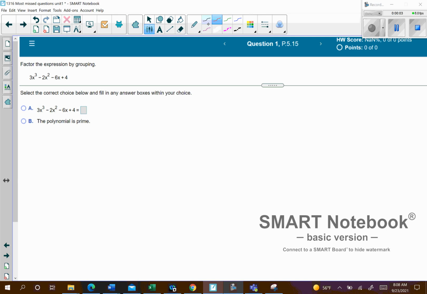All right, so on this first one, whenever you see four terms, you automatically want to think factor by grouping. So let me go ahead and rewrite this and we'll try that out.